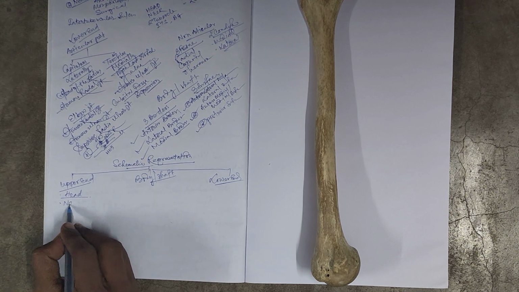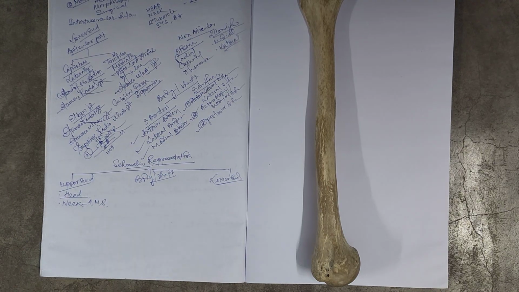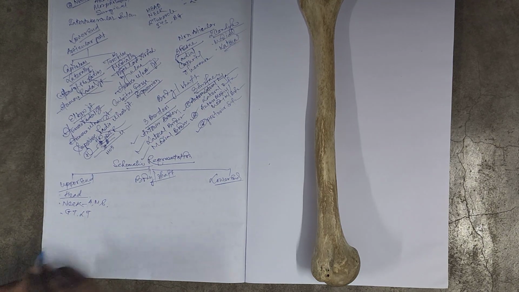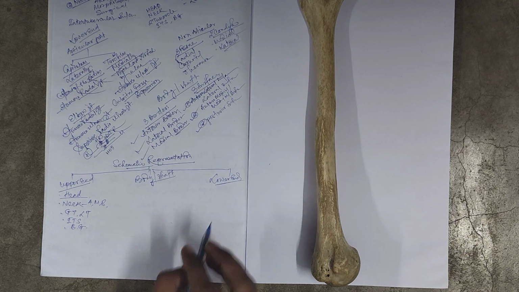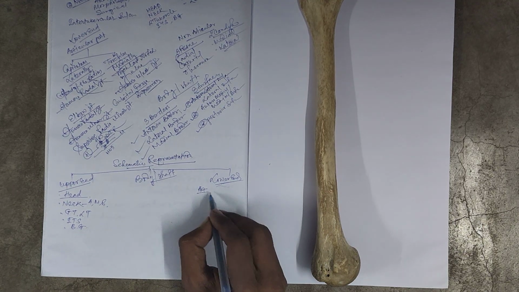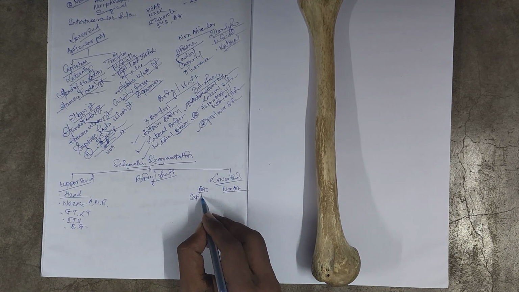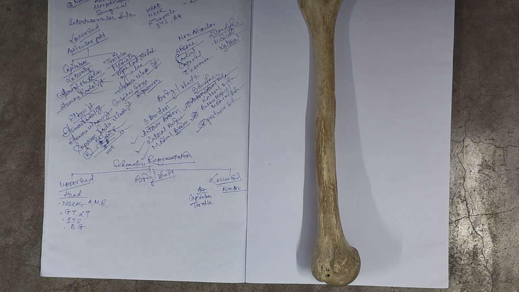Then neck. One is anatomical, morphological and surgical. Then greater tubercle. Then lesser tubercle. Then intertubercular sulcus. Then bicipital groove. Then comes the lower end part, that is articular and non-articular. In case of articular, there is capitulum and trochlea. Capitulum for radius, trochlea for ulna. Capitulum forms the humero-radial joint, trochlea forms the humero-ulnar joint.